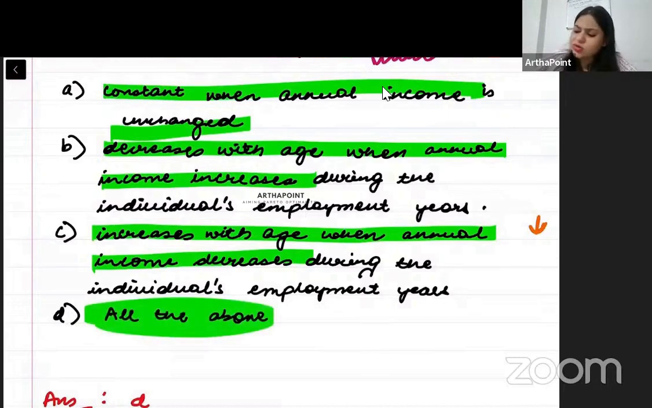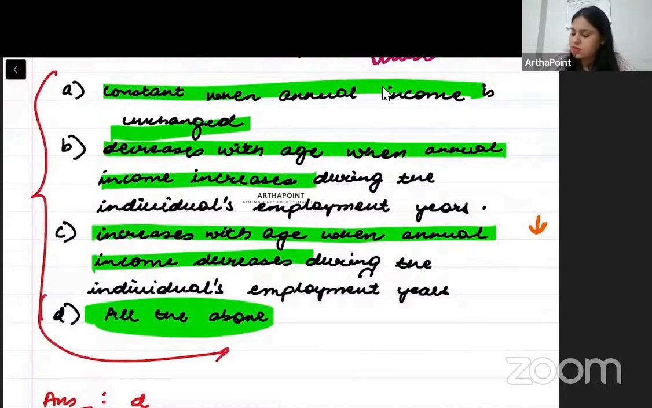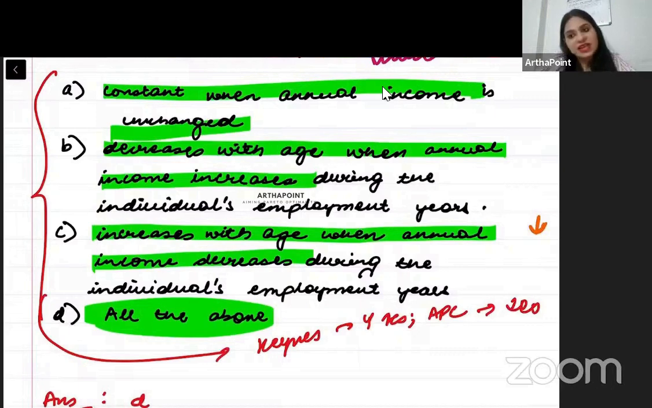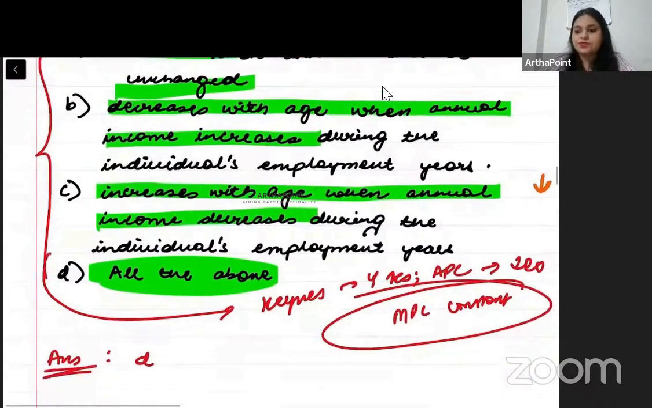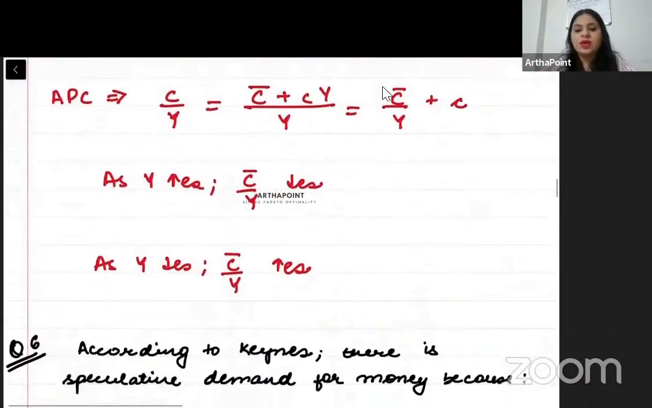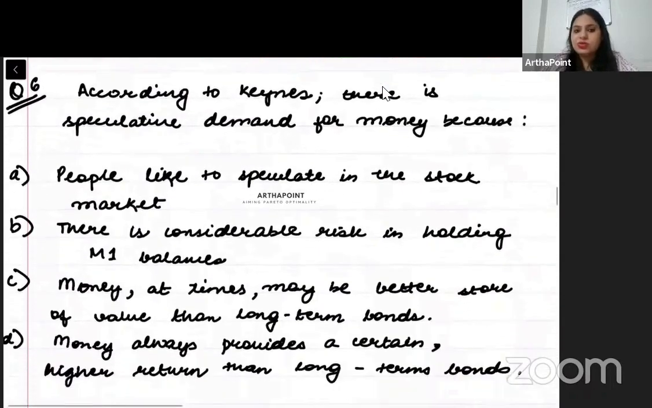This is actually a theory which Keynes also gave. So he said that as your income increases, on an average, the amount you consume will decrease. He said MPC will remain constant. That's why we usually draw a constant MPC slope, but APC will decline. Okay, now let's go to the next question.